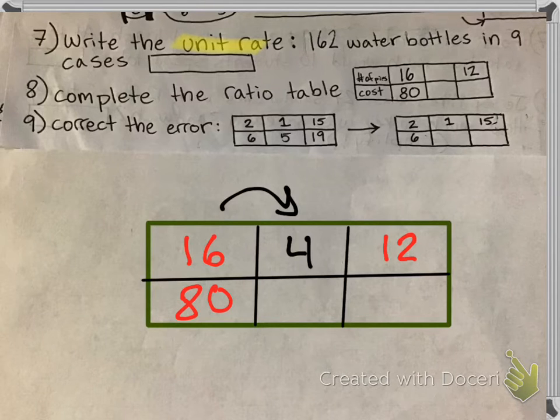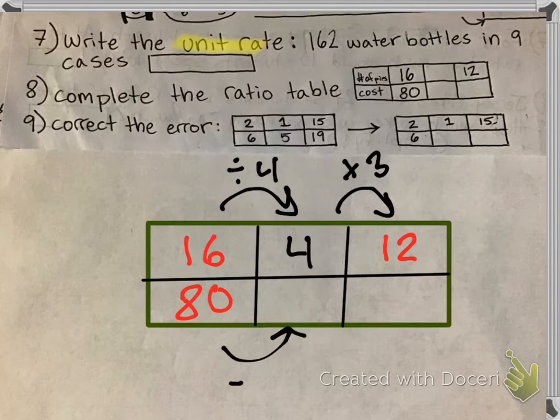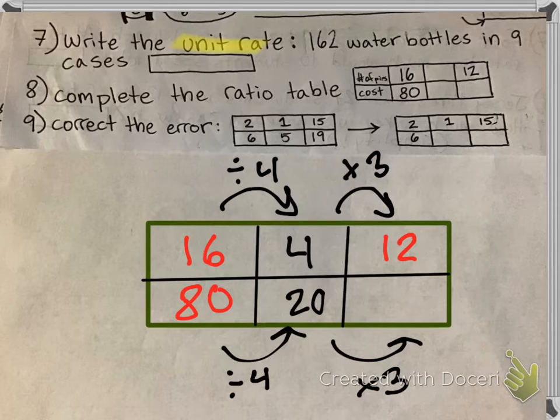So, how do we go from 16 to 4? What do we do, Michelle? Divide by 4. And then how do we go from 4 to 12? How do we go from 4 to 12, Malia? Times 3. What we do to the top, we do to the bottom side. Exactly. So, what's 80 divided by 4? Who can tell me? Romario. 20. And then, what's 20 times 3, Miles? 60. Excellent. Congratulations. You guys just finished the ratio table.